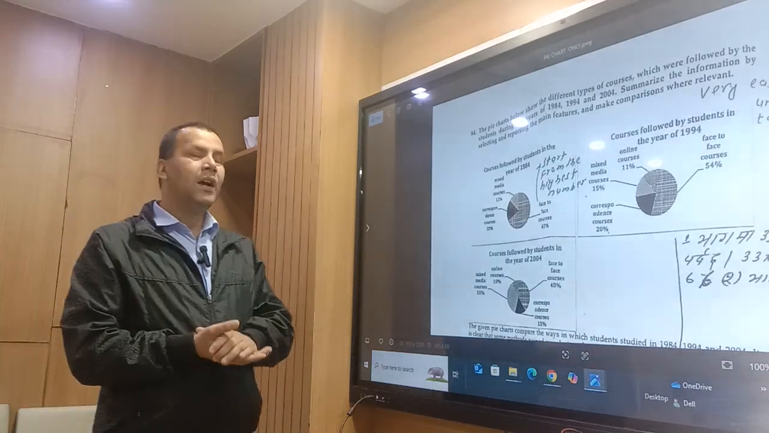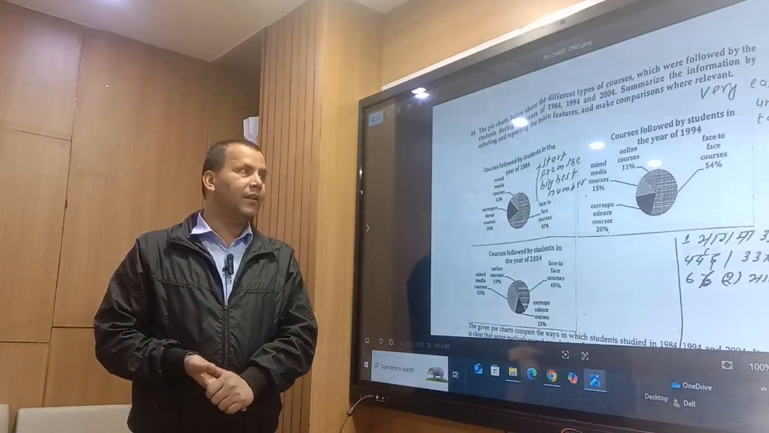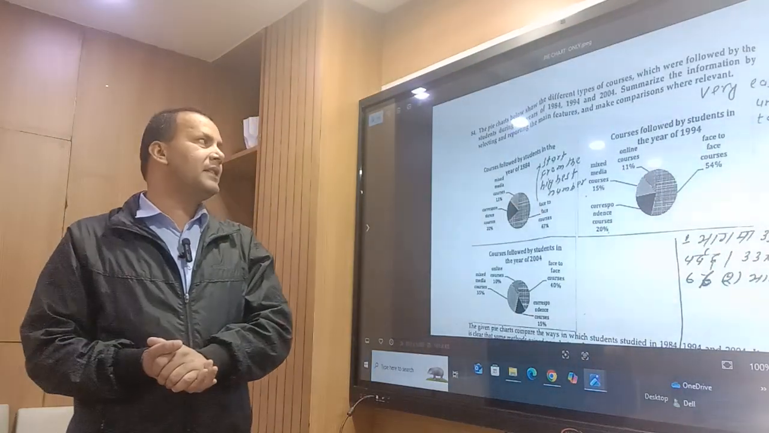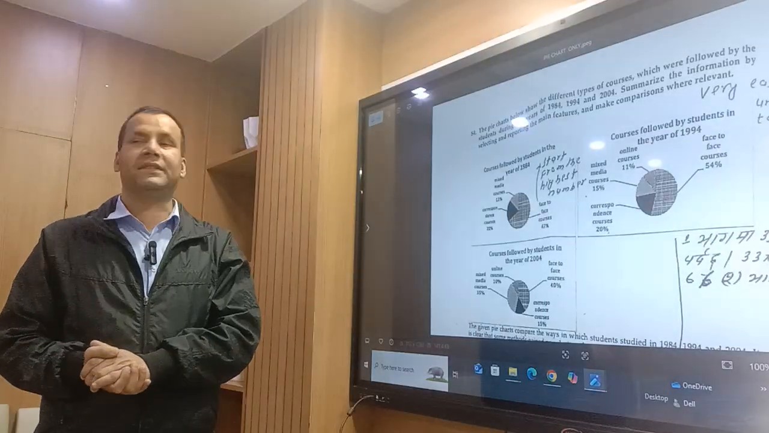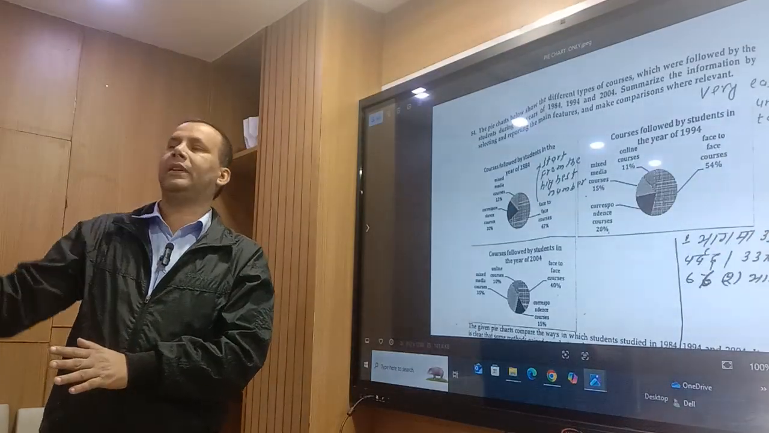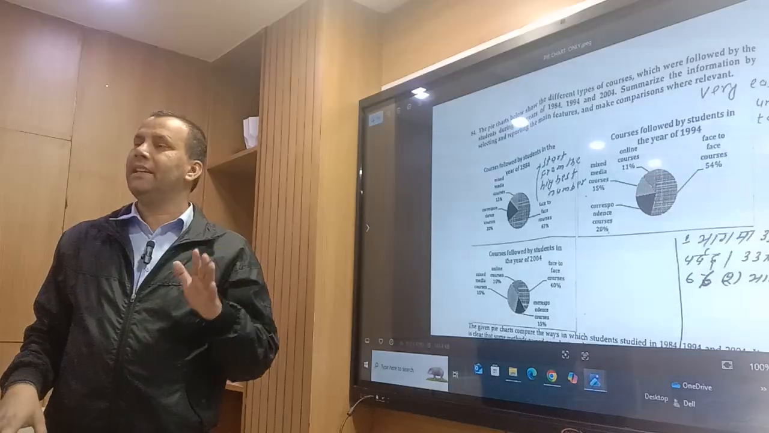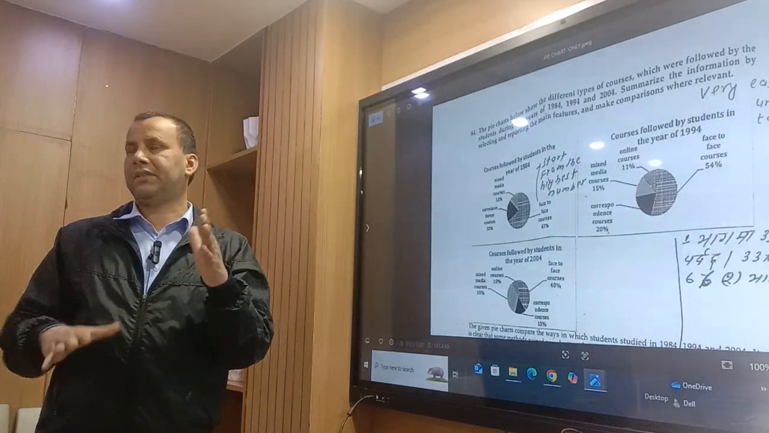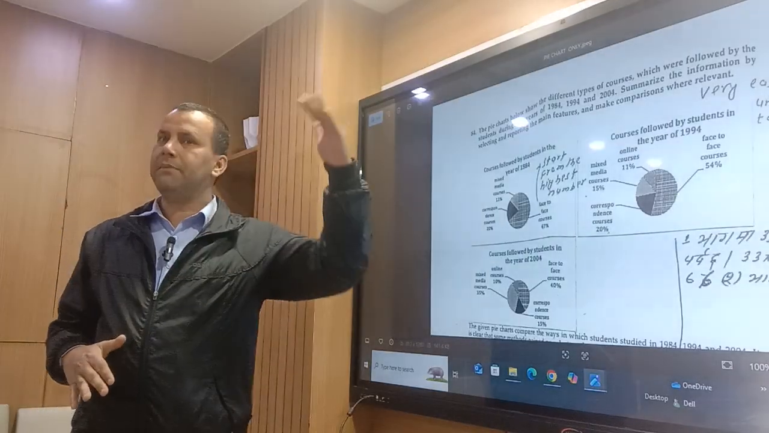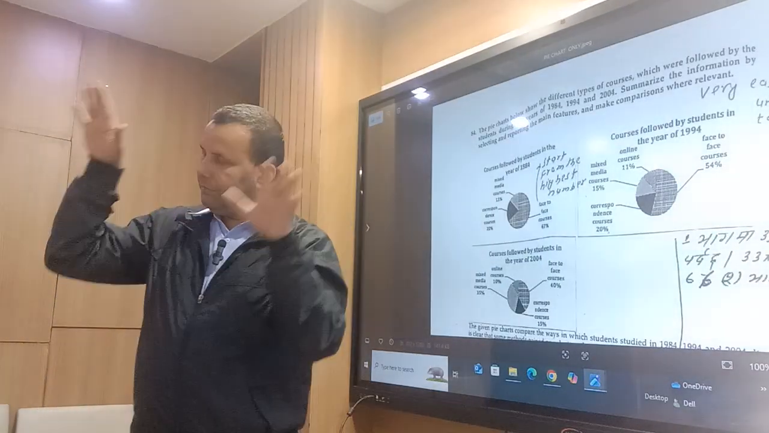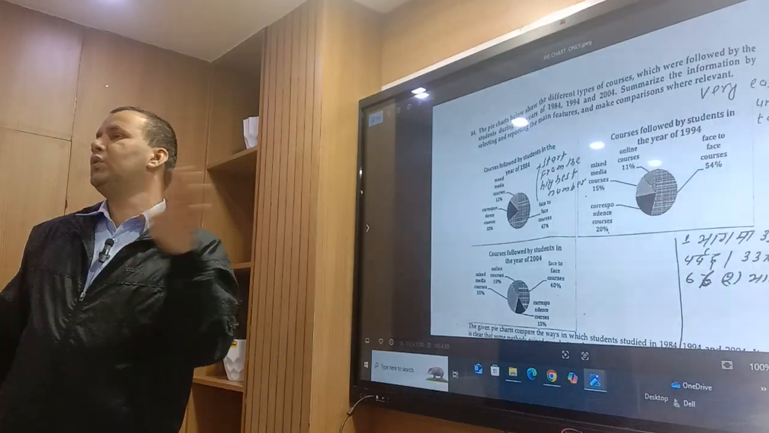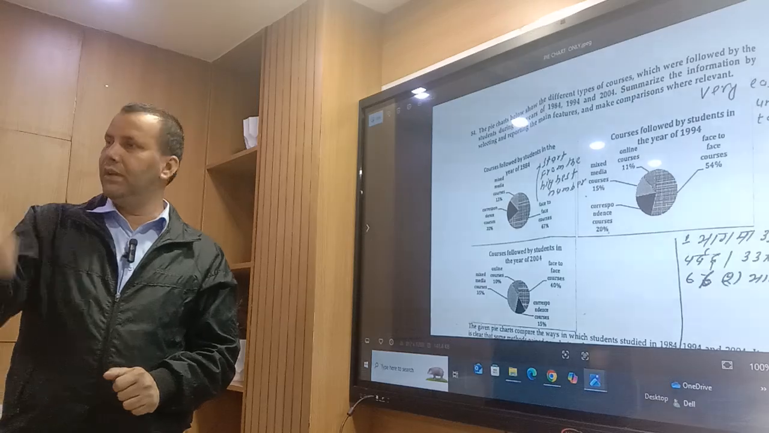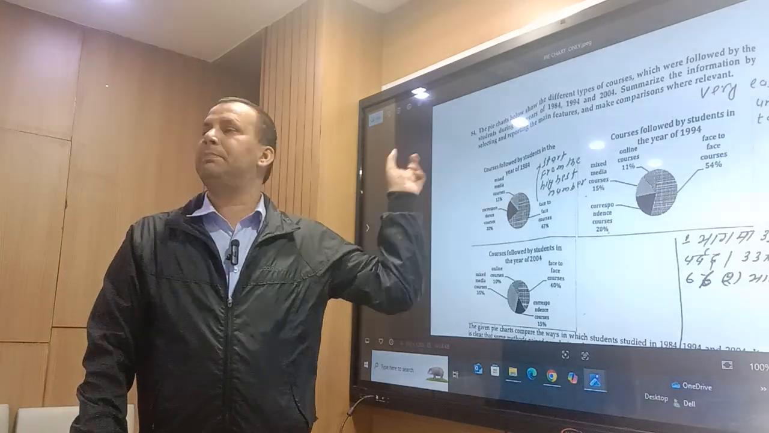After paraphrasing the question, what does the question say here? Summarize the information by selecting and reporting the main features. The question says you don't have to write all, but what I say is, if you get only one question in IELTS writing task 1, a pie chart only, you have to explain all. Sometimes you can get a pie chart up and a table below. If you get 2 questions, you have to summarize 70% only. But if you get only 1 question, you have to explain all.